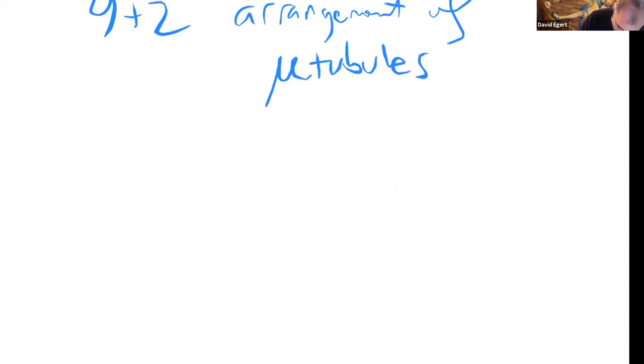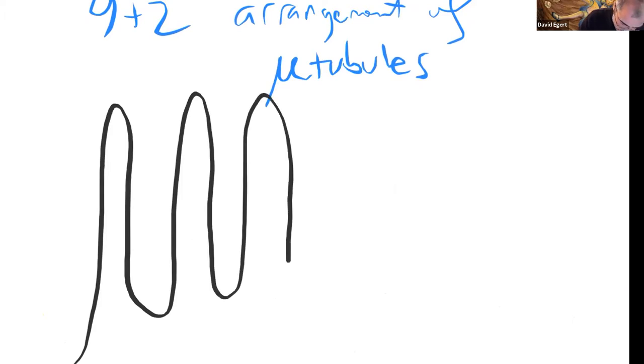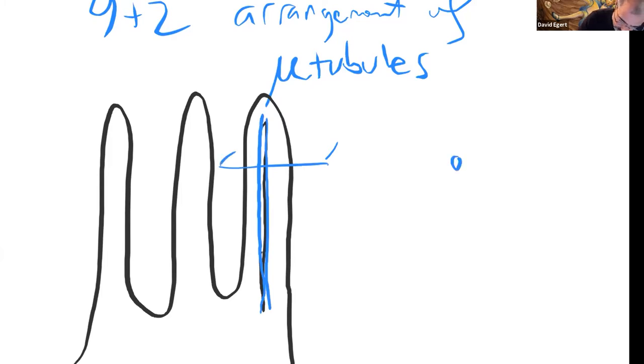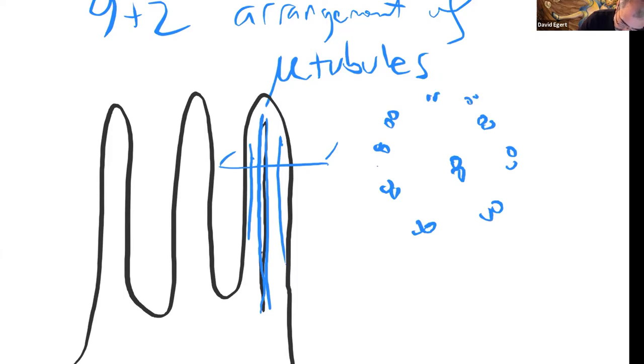So these are supposed to be the cilia. We have a central pair of microtubules. If I'm doing a cross section here, I'll see a central pair, and then I'll see 9 pairs that go around it. 1, 2, 3, 4, 5, 6, 7, 8, 9.